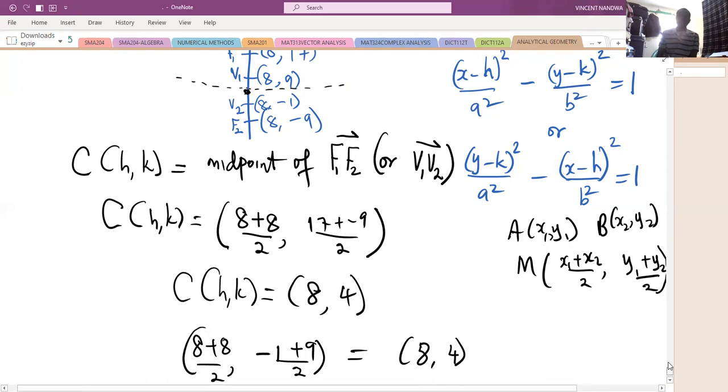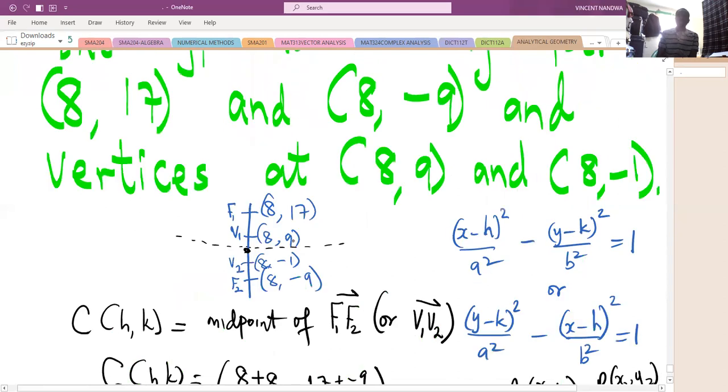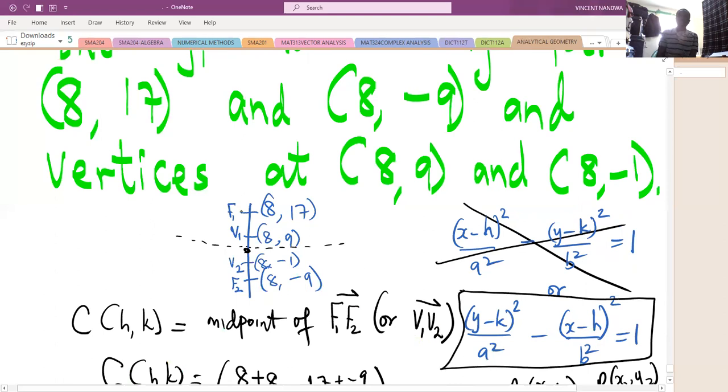And then, because the coordinates given dictate that x is not changing, the transverse axis of this hyperbola is parallel to the y-axis. That eliminates the first form as a possibility. So we expect our equation to be the second form, because this one shows that the transverse axis is parallel to the vertical axis, the y-axis. So the y term is the one that must be positive.